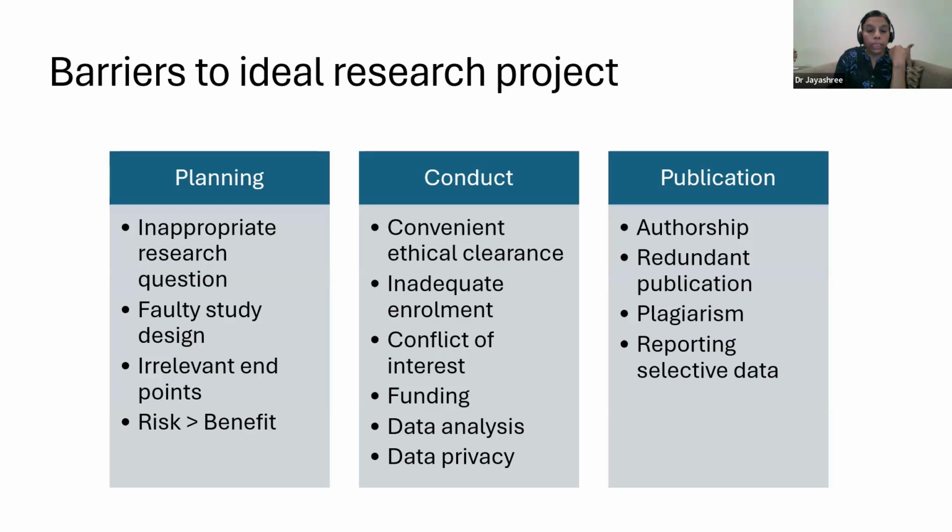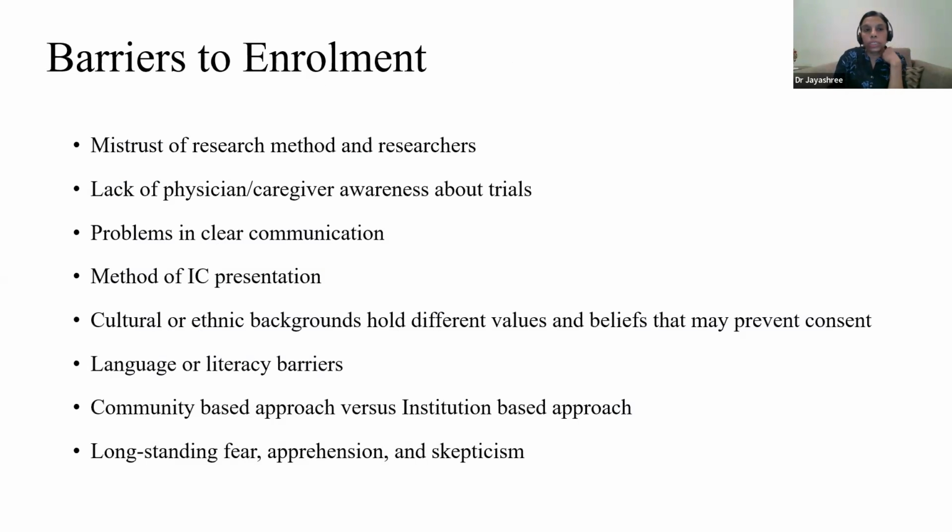Irrelevant endpoints or outcomes, where the risk may be more as compared to benefit. When we are conducting trials, the barriers could be that maybe we have just taken a convenient ethical clearance, whereas it required a more rigorous ethical clearance. There is inadequate enrollment. I will just touch upon this in a while in the next slide. Again, as I spoke about the conflict of interest, funding, and data analysis and privacy. And of course, certain barriers during the publication stage.